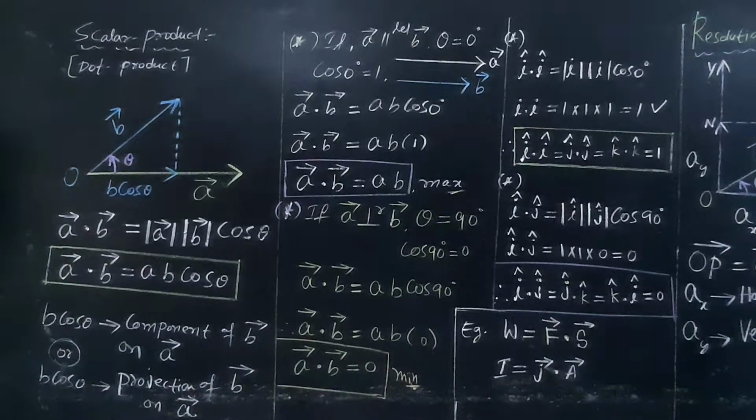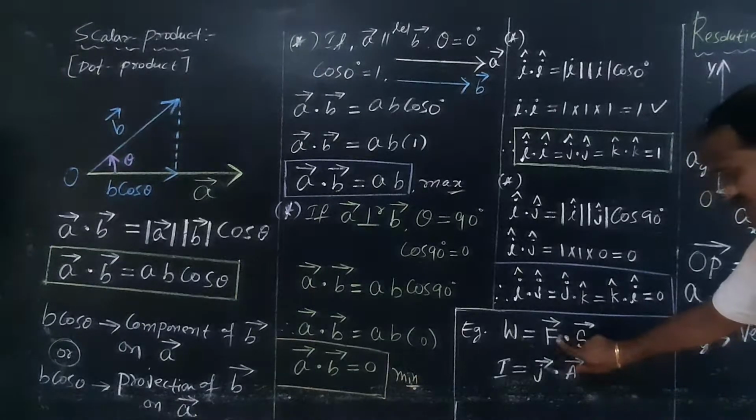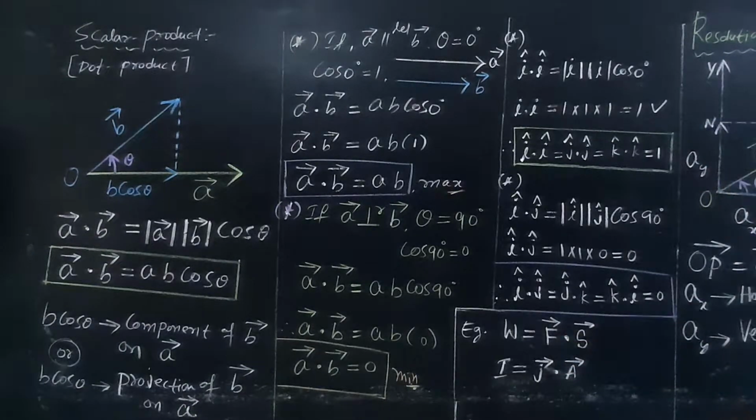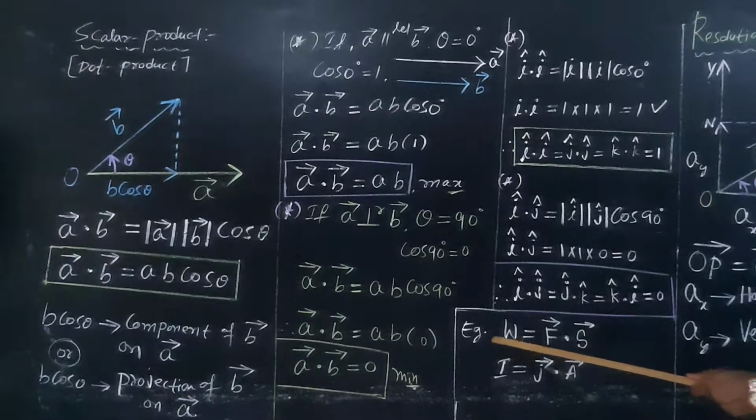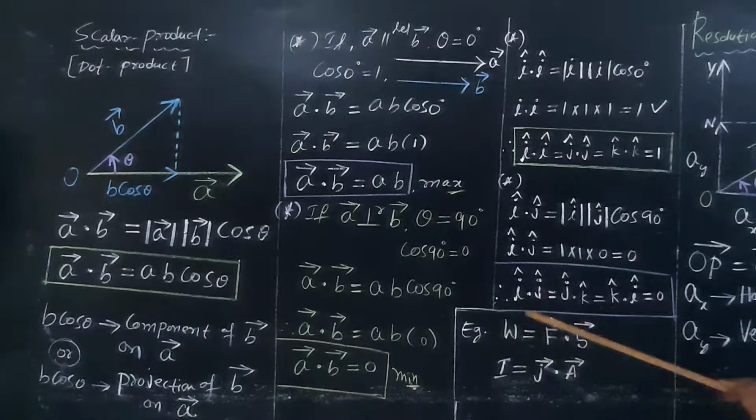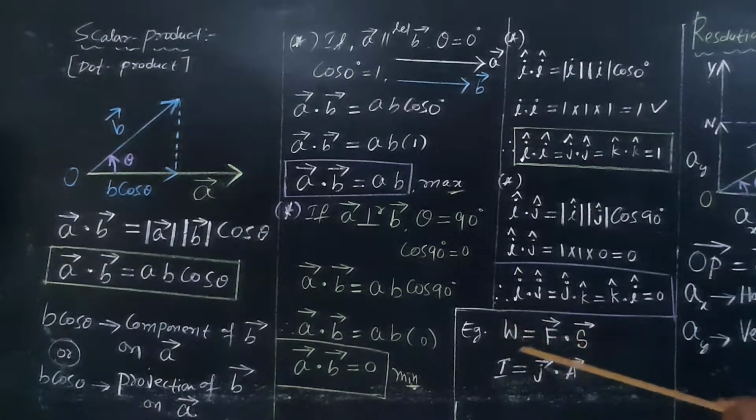What are the examples for dot product of two vectors? The example for dot product of two vectors is work done. Work done is equal to F vector dot S vector. What is F vector? F is a force vector and S is a displacement vector. Force dot displacement, you will get work done. Work done is a scalar. We do not have any direction, only magnitude.